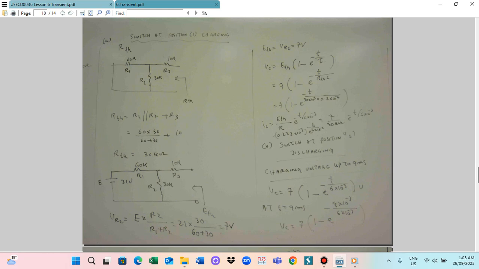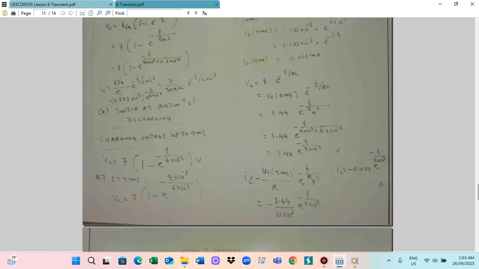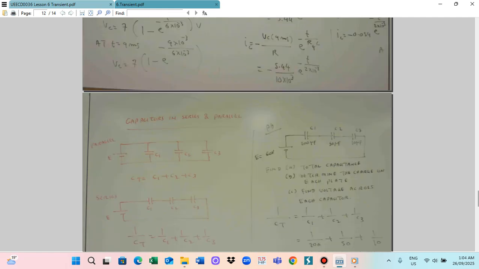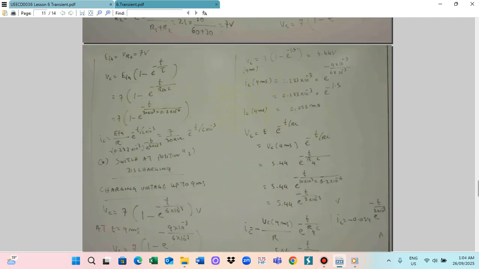This problem is this circuit here. Firstly, it is connected at switch position 1, and then to switch position 2. We need the final mathematical expression for the transient behavior of the voltage VC and the current IC. Switch position 1 at t equal to 0 seconds. At position 1, we have to find the Thevenin equivalent circuit.